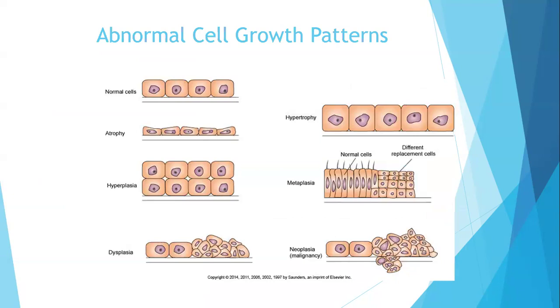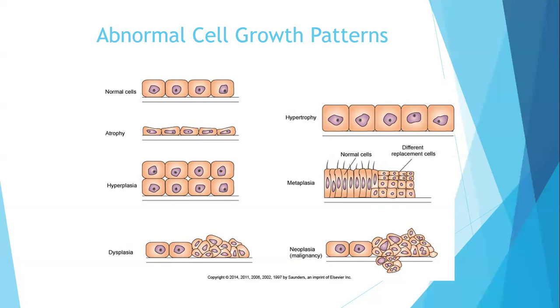So, just to look at cell patterns. The top left side, normal cells. Yay, happy little cells. They have nuclei, they have all their structures and everything. Atrophy: it's the same cells except they're smaller, for whatever reason. Hypertrophy: same cells except they're bigger. Hyperplasia: same cells except there are more of them.